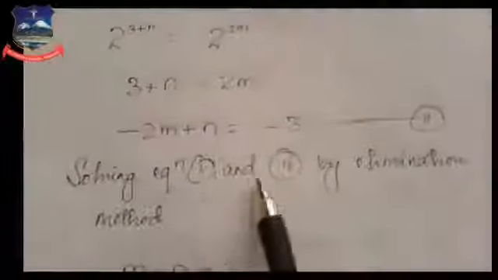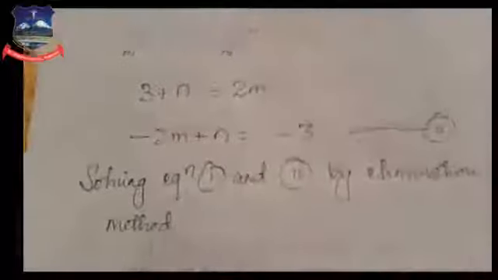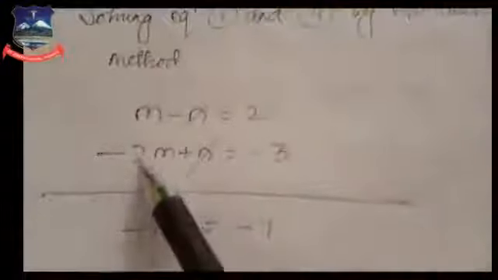Now we will solve equations 1 and 2 by the elimination method. So the first equation is m minus n is equal to 2. The second is minus 2m plus n is equal to minus 3. So here n and n can be cancelled since they have opposite signs. m minus 2m is minus m is equal to 2 minus 3, which is minus 1. Cancel minus, minus. So m is equal to 1.